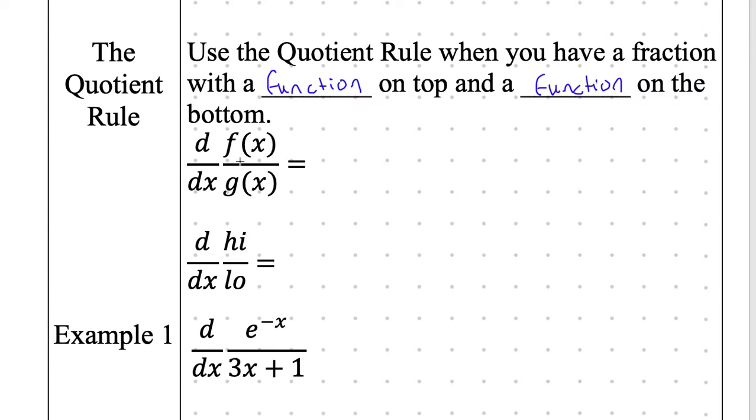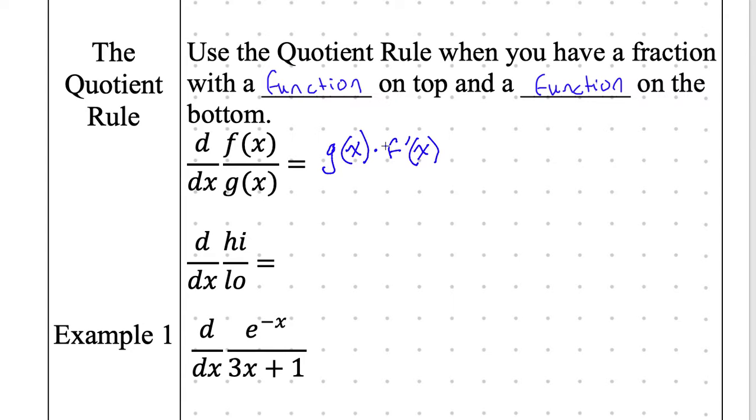If I'm taking the derivative of a function on the top and a function on the bottom, this is again the textbook definition of the quotient rule. It's kind of painful. This is the one that we're going to memorize down here. So this is the one you really need to know and have down. Here it is. It's going to be g of x times f prime of x.